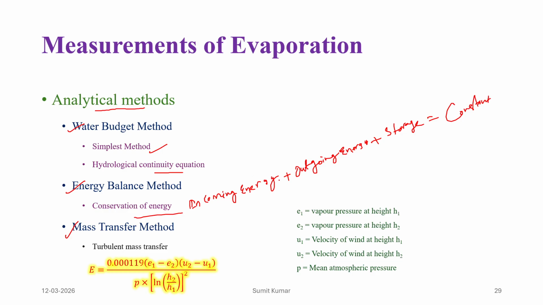And the last one, the mass transfer method, is based on the theory of turbulent mass transfer in the boundary layer to calculate the mass of water vapor transfer from the surface to the surrounding atmosphere. One of the important formulas for the mass transfer method is E is equal to 0.000119 (E1 minus E2) into (U2 minus U1) divided by P into (ln H2 by H1) whole square, where E1 is the vapor pressure at height H1, E2 is the vapor pressure at height H2, U1 and U2 are the velocities of wind at heights H1 and H2 respectively, and P is the mean atmospheric pressure.